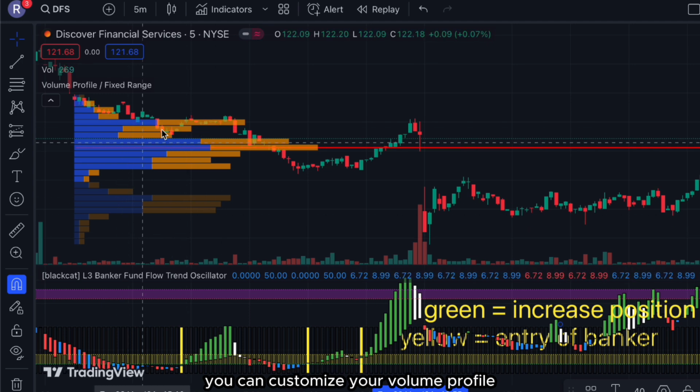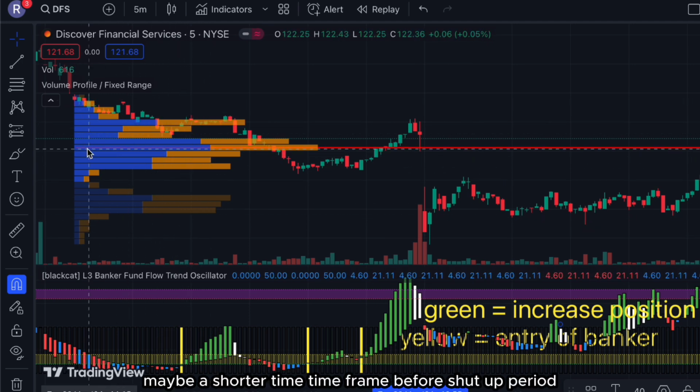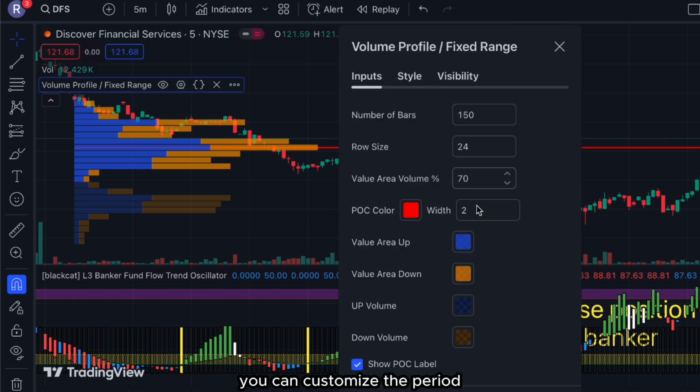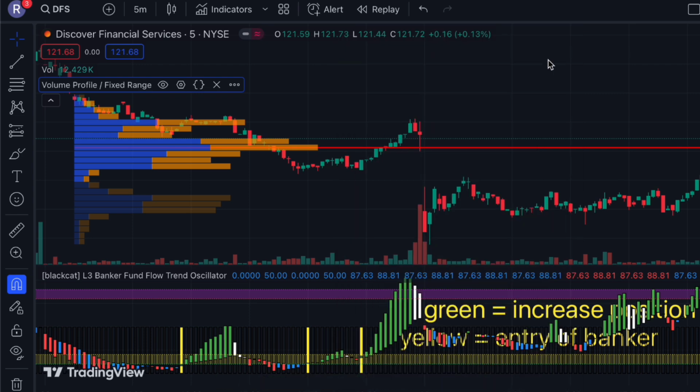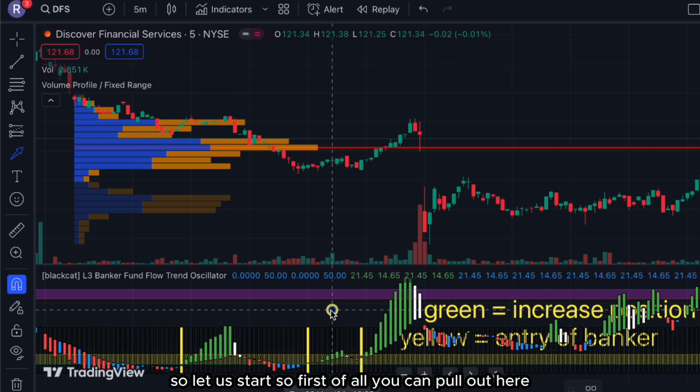You can customize your volume profile also based on your requirement. Maybe a shorter time frame with a shorter period. You can customize the period, the number of bars, to be shorter if you are trading a shorter time frame, maybe a day trade or intraday trade. So let us start. First of all, you can plot out.